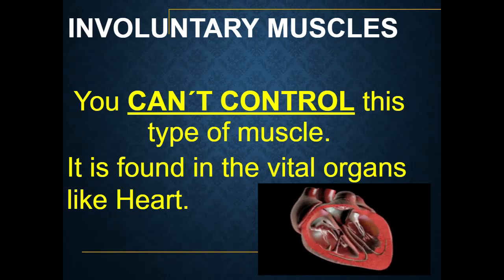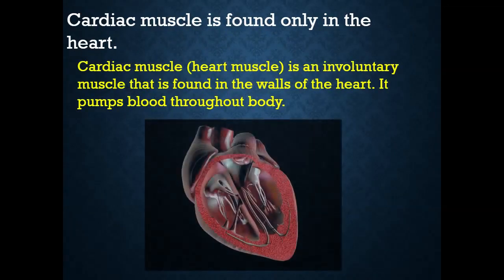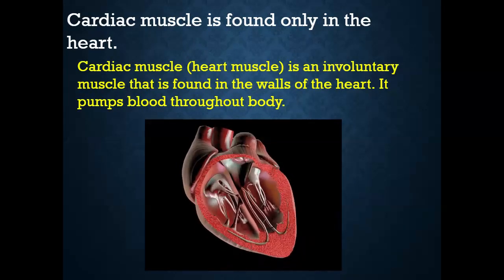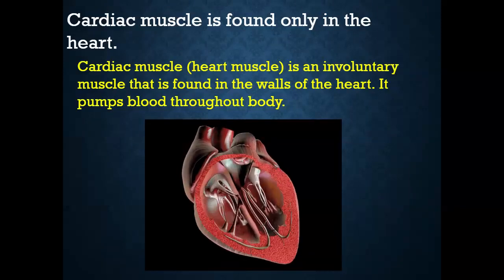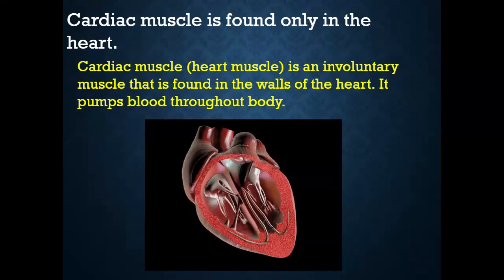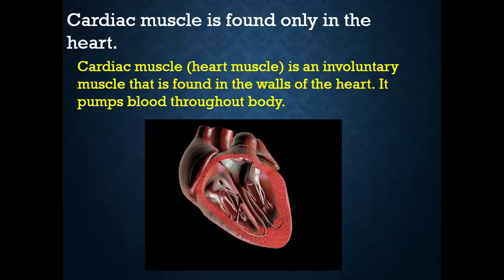Then we have the third type of muscle, which is the cardiac muscle. Children, this type of muscle is found only in the heart. You have to understand that this is also an involuntary muscle and it is found in the walls of the heart. It pumps the blood throughout the body. So, cardiac muscles are only found in the heart. Children, they make our heart beat. And unlike other types of muscles, the cardiac muscles work throughout our life and never get tired.